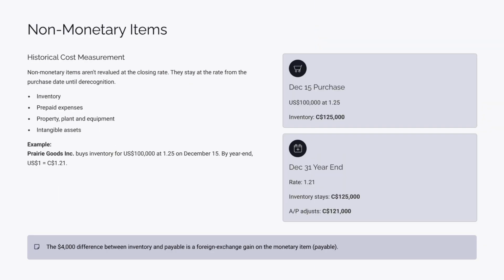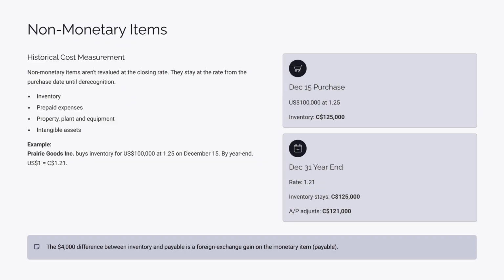Non-monetary items, on the other hand, aren't revalued at the closing rate. These include inventory, prepaid expenses, property, plant and equipment, intangible assets. They're usually measured at historical cost, meaning they stay at the rate from the purchase date until derecognition. Example, Prairie Goods Inc. buys inventory for $100,000 at 1.25 on December 15th. By year end, $1 equals 1.21 Canadian dollars.